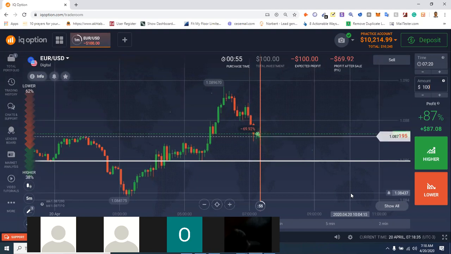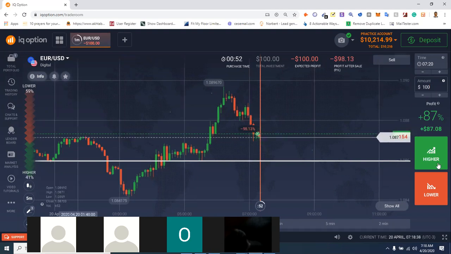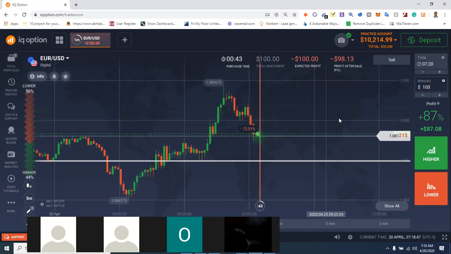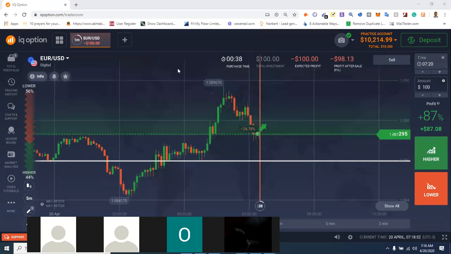So we are waiting for this to get to 30 seconds. Once we have 30 seconds here, the plus sign will come up. You click the plus first. Change your time second. Set your amount third. Those are the 3 steps. The fourth one is now you go higher.